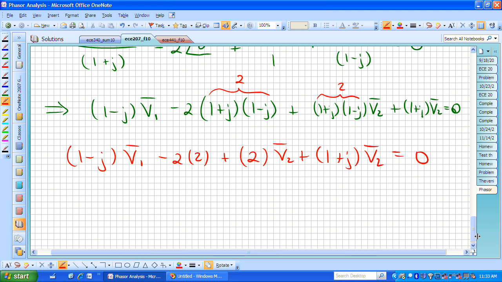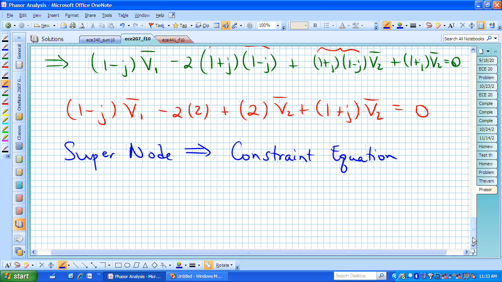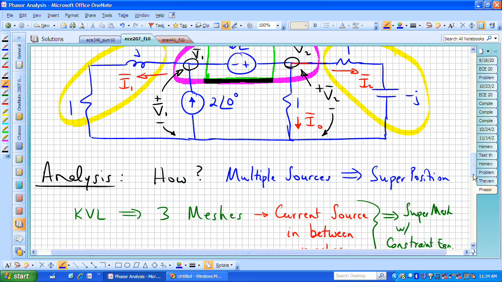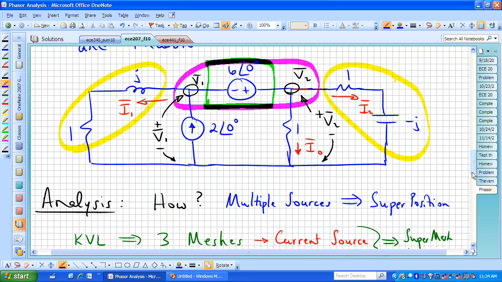But I hope that you can see that, because of the supernode, that actually implies a constraint equation involving the unknown variables. And if we write KVL around the appropriate path in our circuit, which the appropriate path, if I can find another color, let me use this light blue.